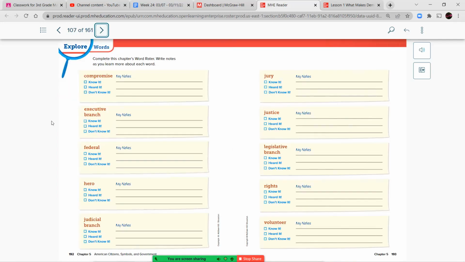So you're going to work on that down here. Now, the first thing we're going to do with every new chapter is we're going to go through the vocabulary. So you're going to go through the words, you're going to check either know it, heard it, or don't know it. And then as we're going through the lessons and you come across these vocabulary words, you can flip back and fill in the definitions for each one of them. So your words are compromise, executive branch, federal, hero, judicial branch, jury, justice, legislative branch, rights, and volunteer.